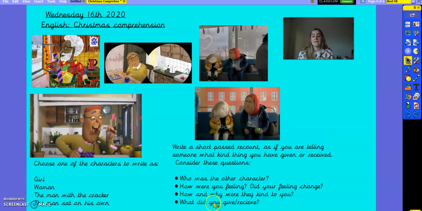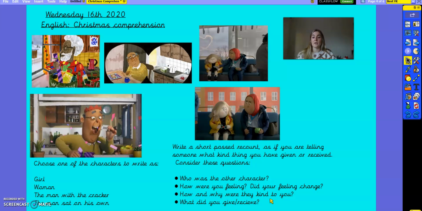And then, of course, you need to think about your recount. What you need to think about is, what did you give or receive? It depends on which person you're writing from. You're going to be writing a small recount, so it doesn't need to be really lengthy. Let's have a look. I think you could probably get away with writing one page or three quarters of a page, broken up into little paragraphs.